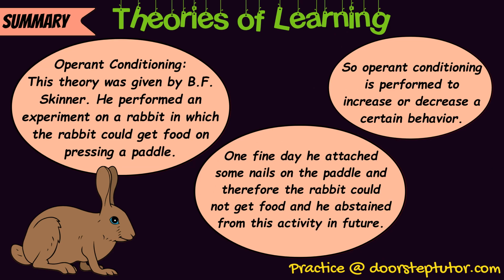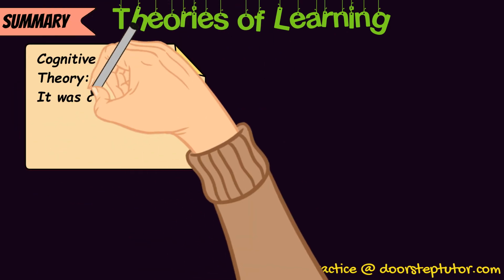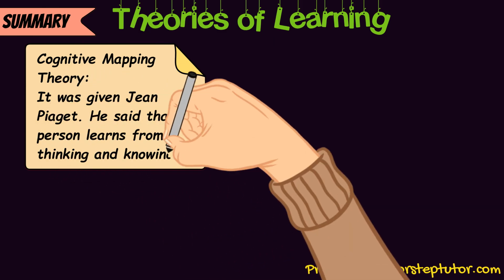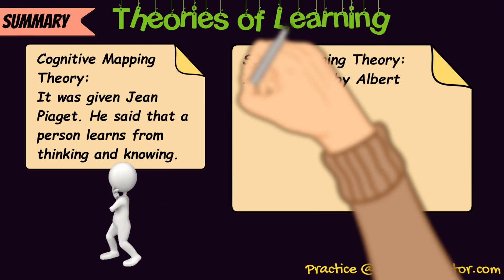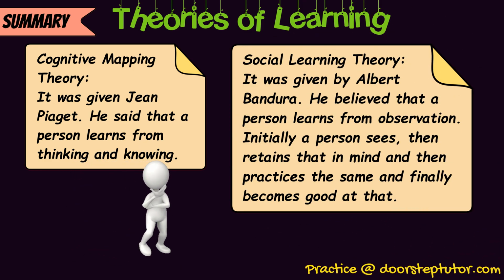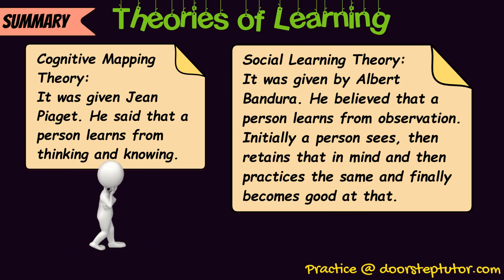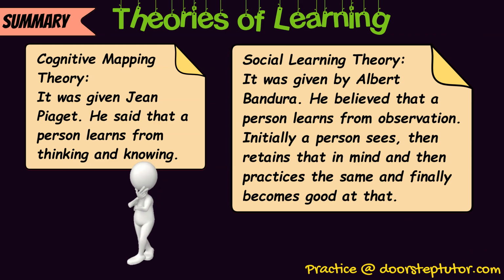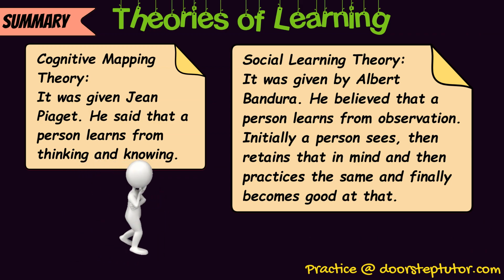Then we also talked about cognitive mapping theory, which was given by Jean Piaget, and he told us that a person learns from thinking and knowing. And lastly, we talked about social learning theory, which was given by Albert Bandura, where he talked about the observation part, that is, a person learns from seeing things, observing things.